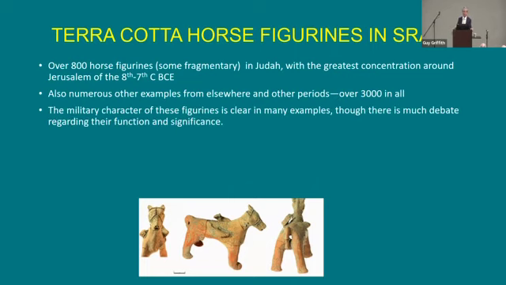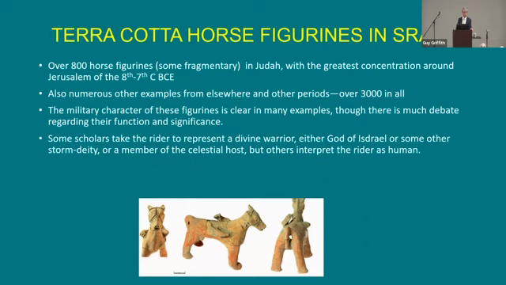The military character of these horses seems plain. Many of them have riders. Some of them have no riders, probably assuming an invisible rider. So scholars debate their function and significance. Some scholars take the rider to represent a divine warrior, and that's my view as well. I think it represents a god invisibly enthroned, invisibly riding the chariot horse, either the God of Israel, or some other storm deity, or a member of the celestial hosts.